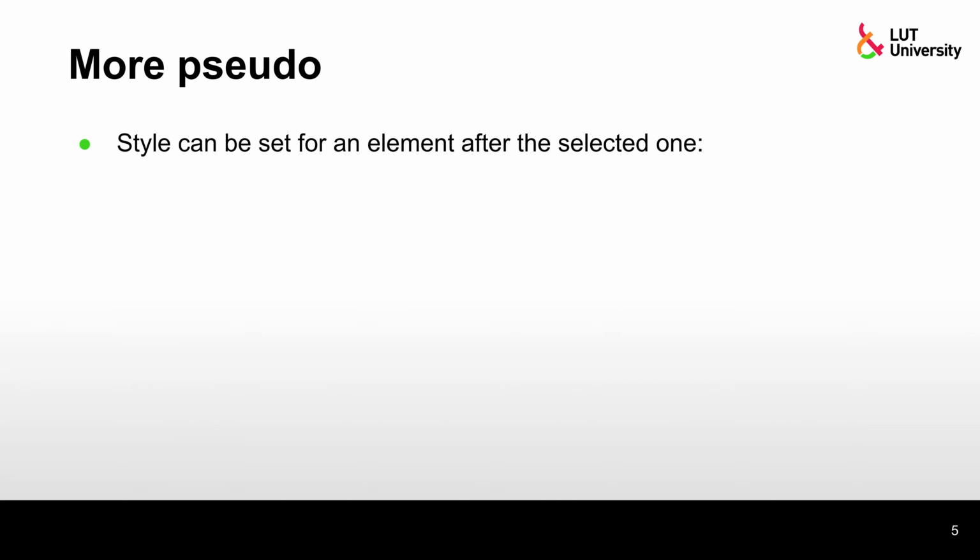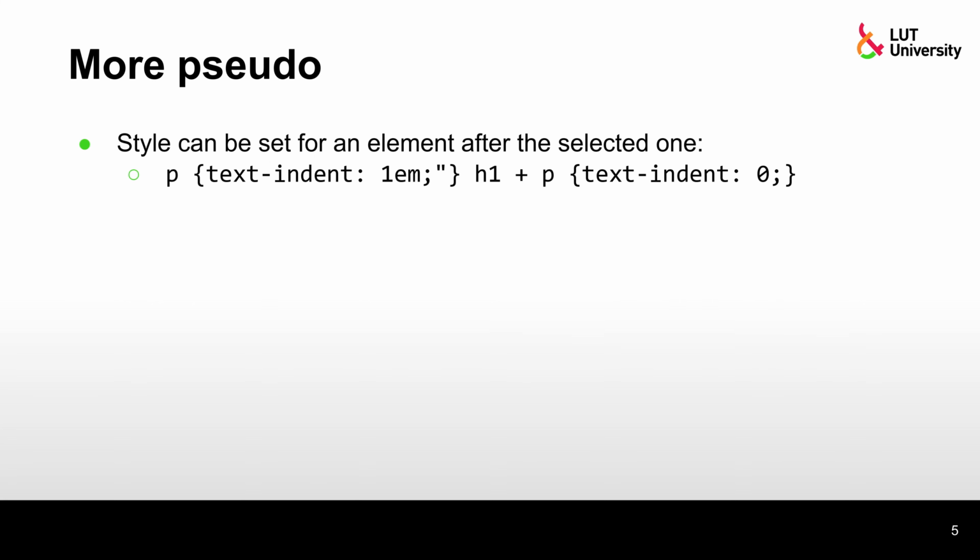More pseudo. Style can be set for an element after the selected one. So we set here that we have a p that has a text indent of 1em. And then if we have a case that we have an h1 element and after that we have a p element, then we set text indent 0. So by this definition we have this indentation that we are using in Finland, which is different than the one in United States. So in these two lines, two definitions, we set the text to look like the Finnish indention.